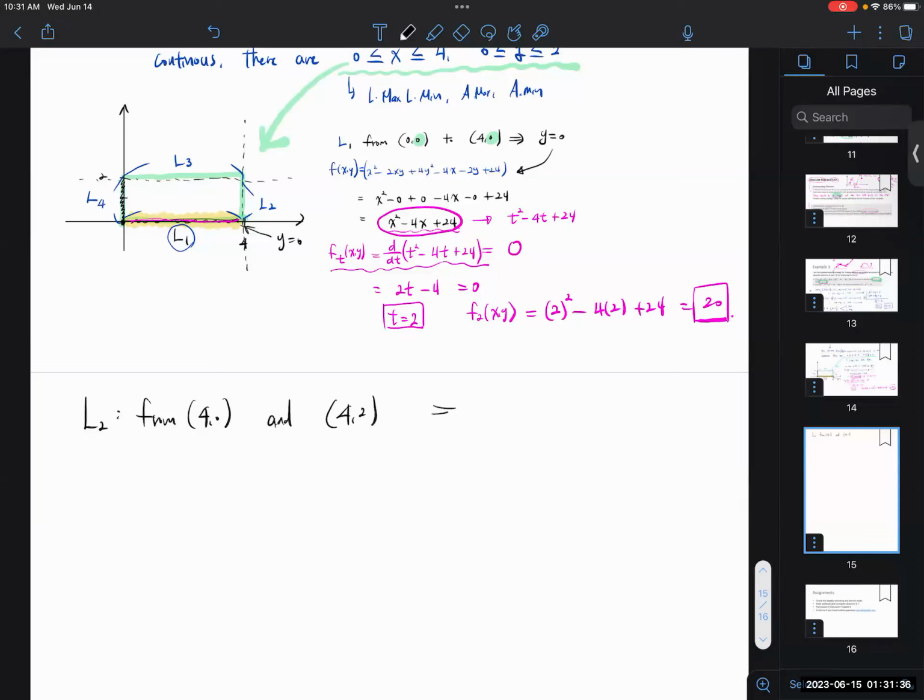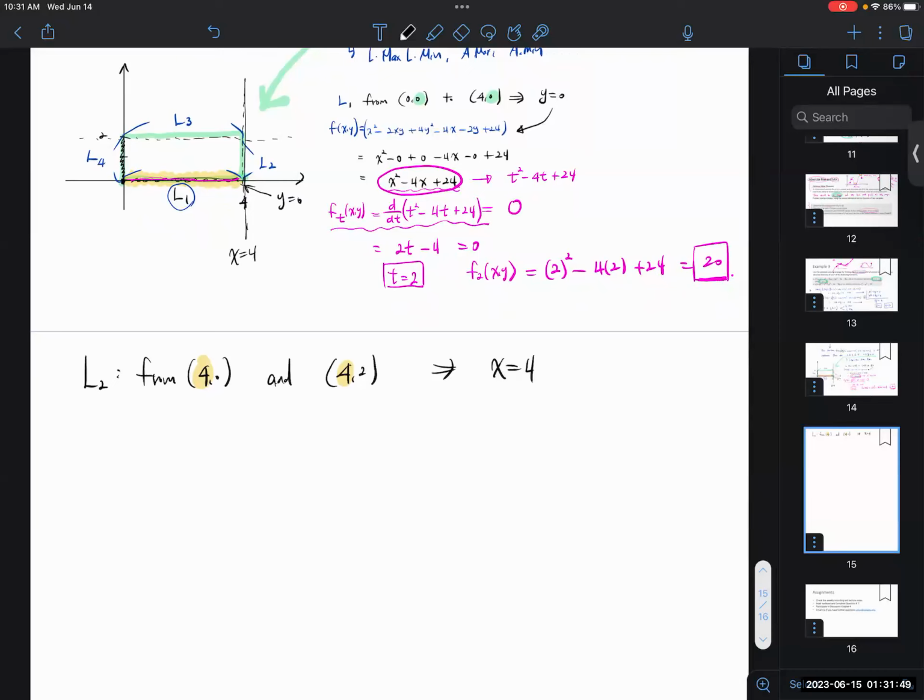So what does it mean? You have the same x variable. So that is x equal to 4. So this vertical line, we call x equal to 4. So we are going to do the same work, I'm going to plug 4 into the equation.